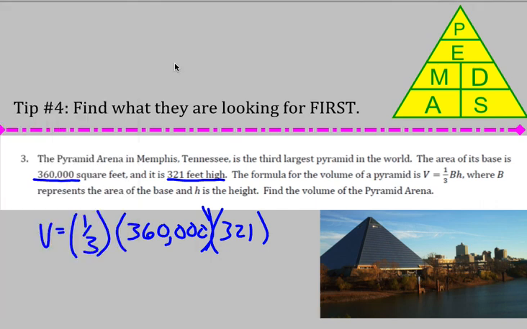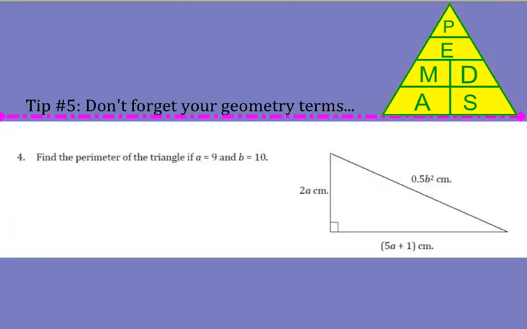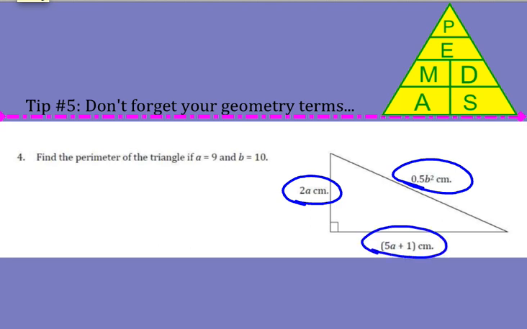Okay, back to the problem here. Here's a little geometry problem, basically. It says find the perimeter of a triangle where A is 9 and B is 10. So we're going to plug in some numbers here and figure out our perimeter. This is one side 2A, another side 0.5 B squared centimeters, and 5A plus 1 centimeters.